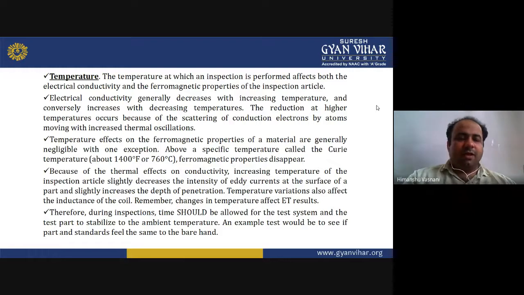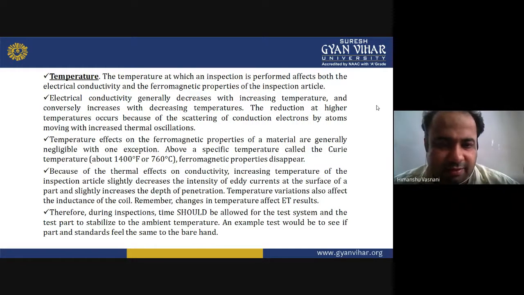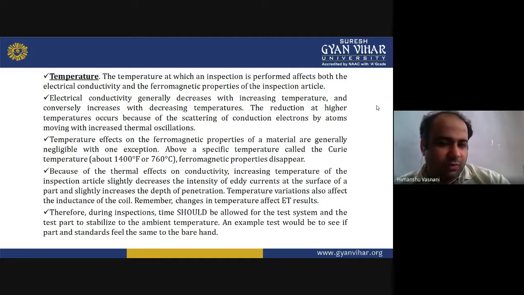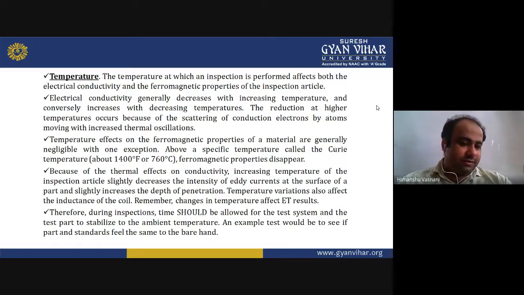What they say is, because of the thermal effects on conductivity, increasing temperature of the inspection article slightly decreases the intensity of the eddy currents at the surface of the part and slightly increases the depth of penetration. Now this is a link between the intensity of eddy currents and the depth of penetration. Temperature variations also affect the inductance of the core. Remember, changes in temperature affect ET results.